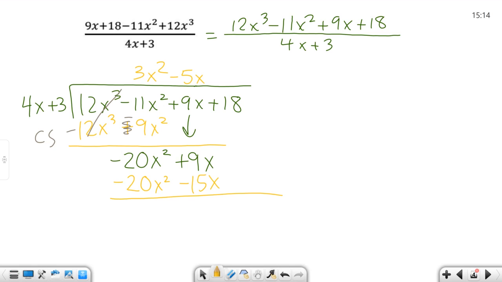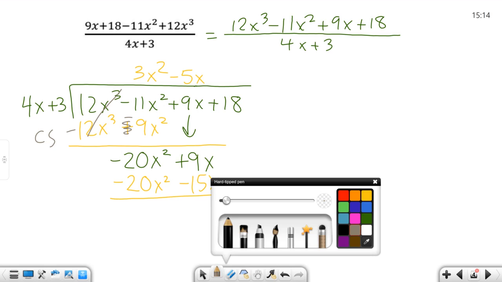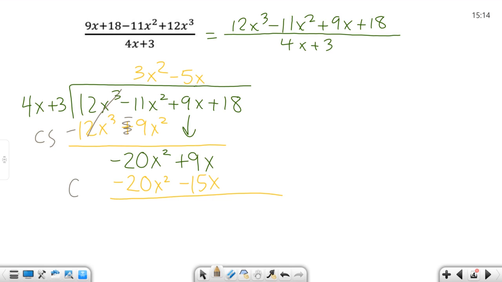And then guess what I do? That's right, change my signs. I always change my signs after I multiply. Change signs. Make that a plus, make that a plus. That cancels, right? Negative 20x squared plus 20x squared cancels. And 9x plus 15x is... You add it and keep it, right? 24, keep it positive. 24x, and we bring down what? Plus 18. Now I'm ready to do my process one more time, right?